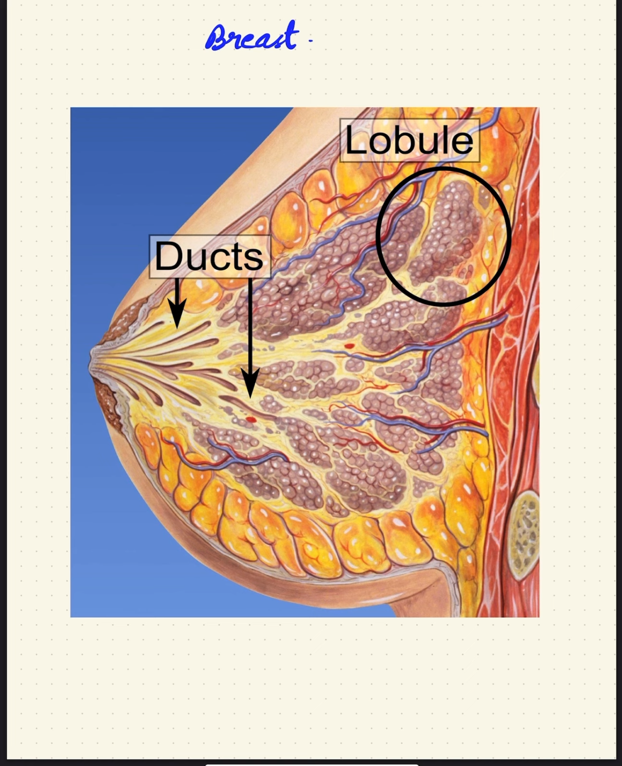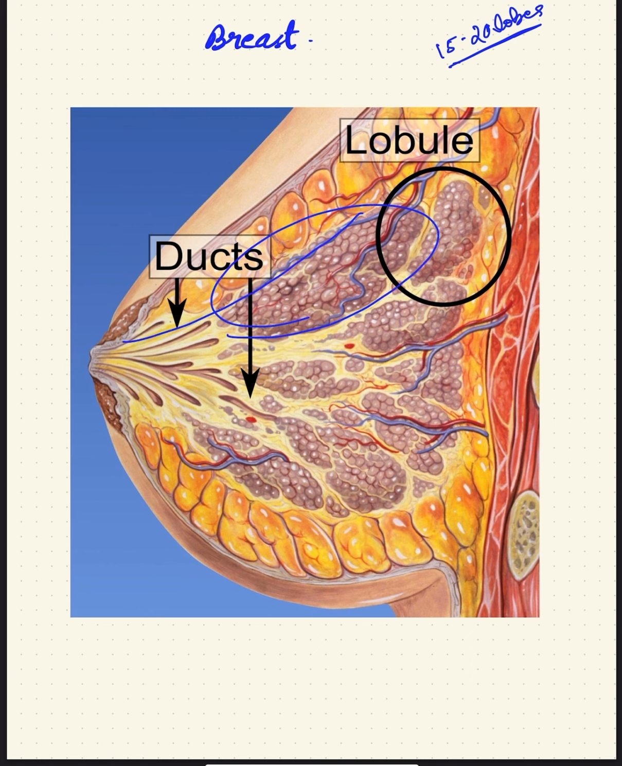Today, let us discuss a case of invasive lobular carcinoma. Firstly, let's see a brief anatomy of the breast. Each breast is made up of almost 15 to 20 lobes, which contain many lobular units, and each lobe terminates into the lactiferous ducts.